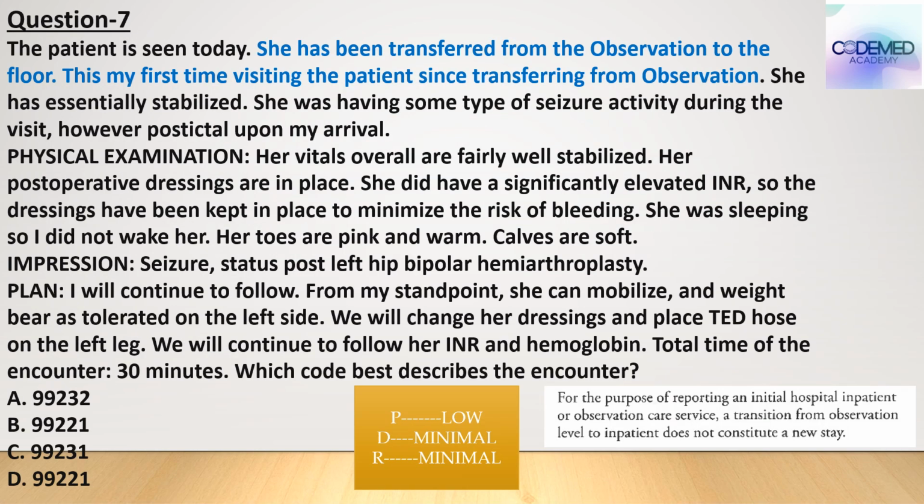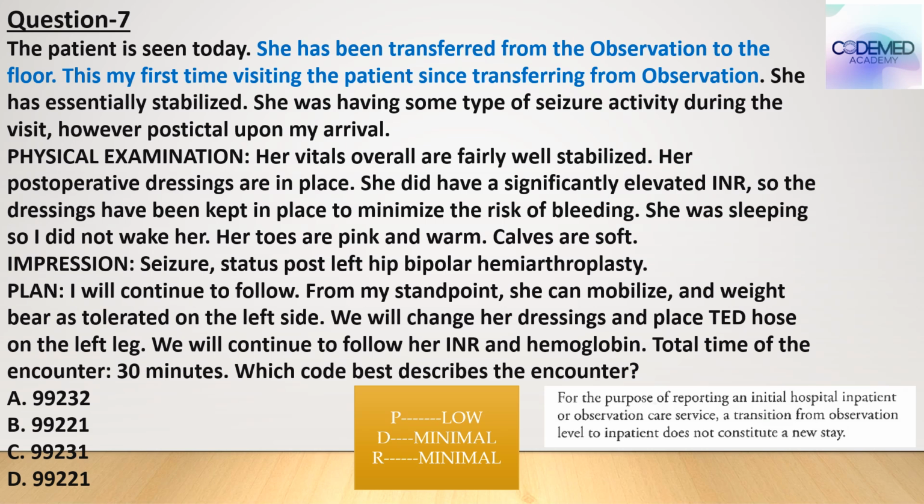So let us take the next example. The patient is seen today. She has been transferred from the observation to the floor. This is my first time visiting the patient since transferring from the observation. She has essentially stabilized. She was having some type of seizure activity during the visit. Physical examination. Her vitals overall are fairly well stabilized. Her post-operative dressings are in place. She did have a significantly elevated INR, so the dressings have been kept in place to minimize the risk of bleeding. She was sleeping, so I did not wake her up. Her toes are pink and warm and calves are soft.